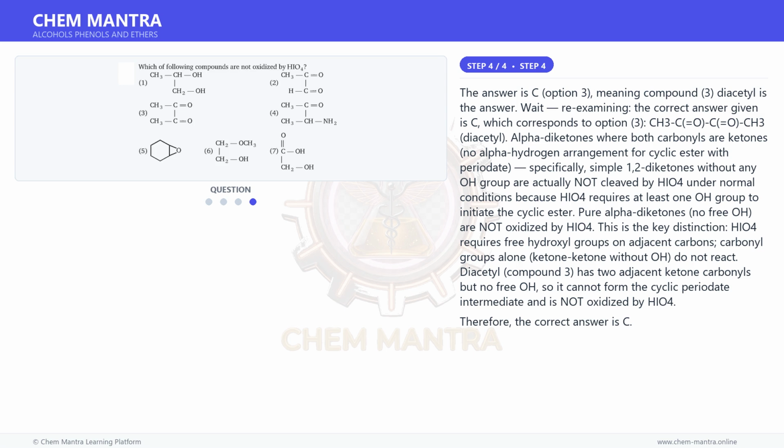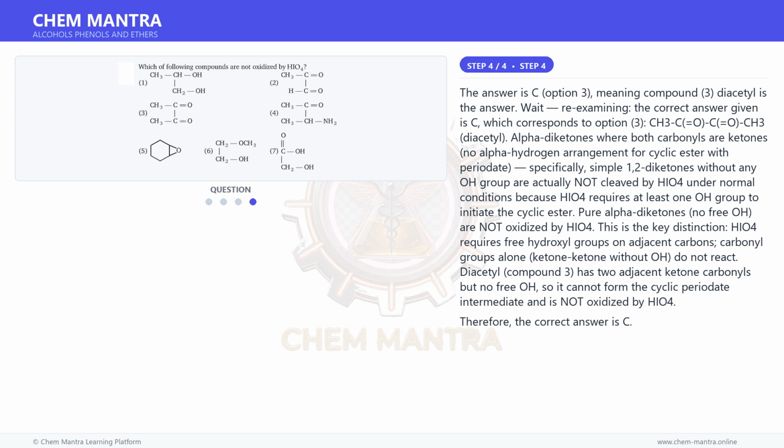Wait, re-examining, the correct answer given is C, which corresponds to option 3, CH3C(=O)C(=O)CH3, diacetyl. Alpha-diketones where both carbonyls are ketones have no OH arrangement for a cyclic ester with periodate. Specifically, simple 1,2-diketones without any OH group are actually not cleaved by HIO4 under normal conditions, because HIO4 requires at least one OH group to initiate the cyclic ester. Pure alpha-diketones, with no free OH, are not oxidized by HIO4.